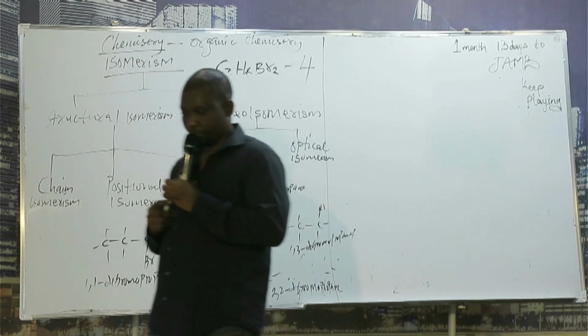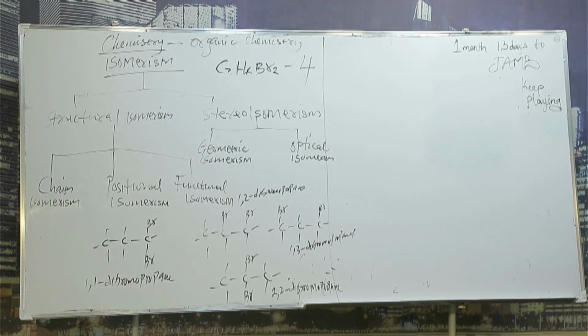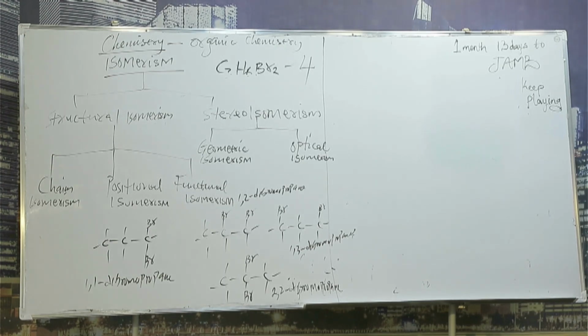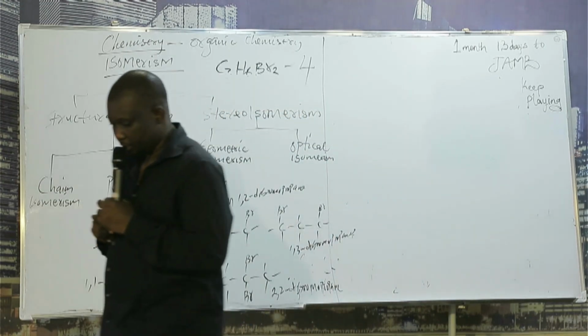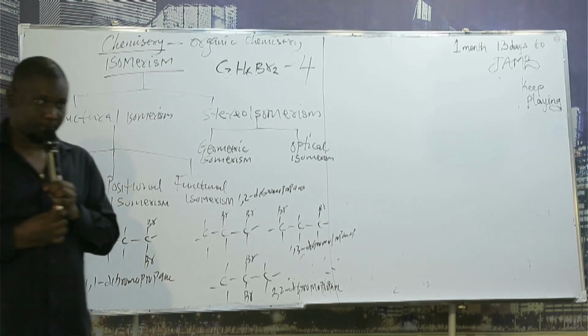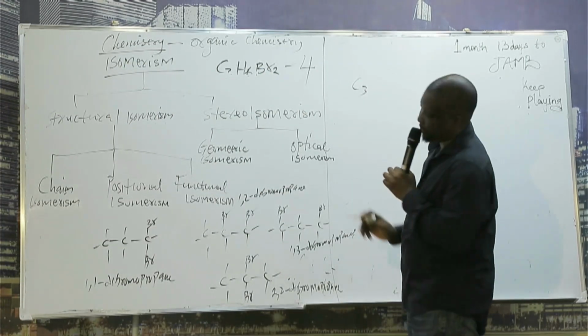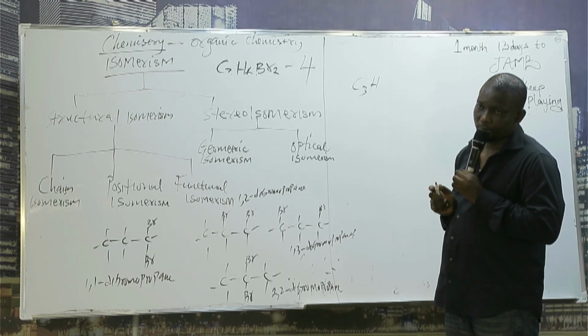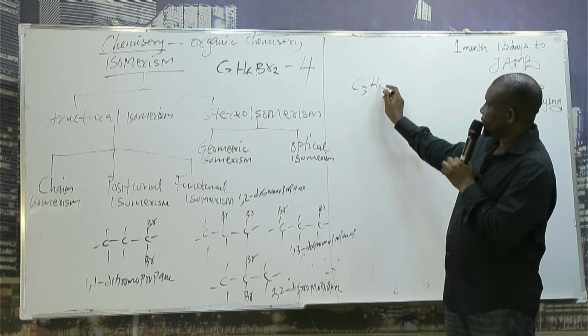Another example too. How many structural isomers are there in an organic compound of molecular formula C3H8O?